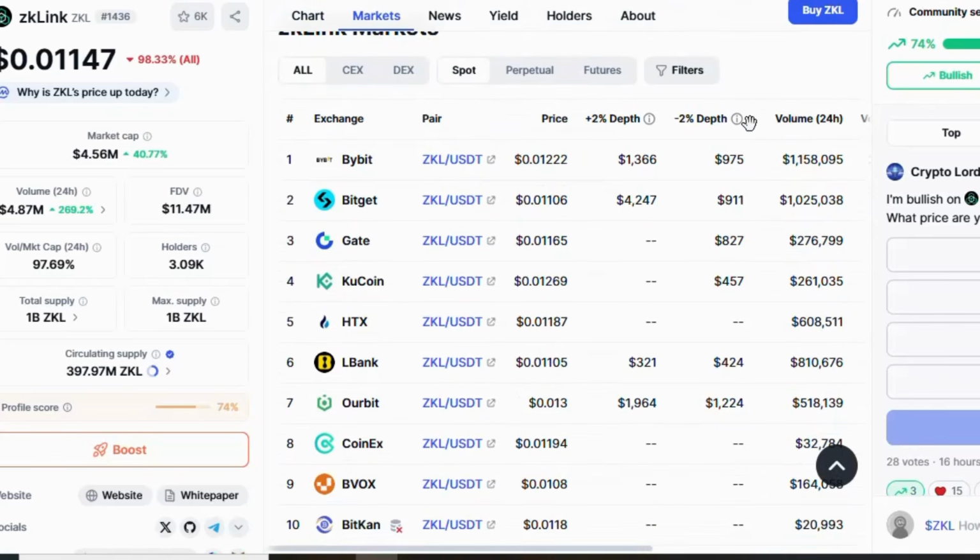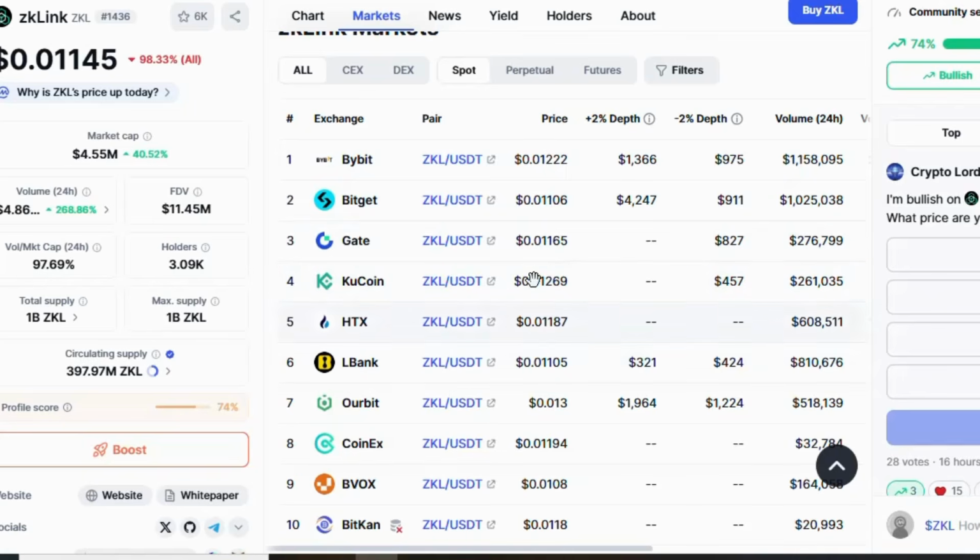So on the ZKL, I'm going to go to LBank. LBank is selling for 0.01105 and Bybit is selling for 0.012. You can see there's a little bit of price difference, and this is what I want to see.